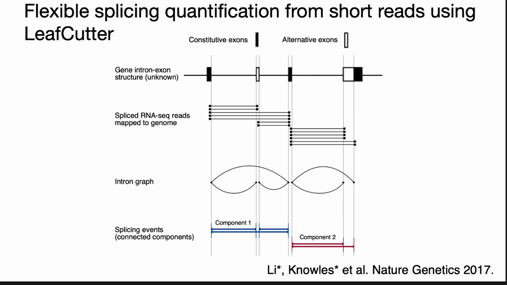And then we treat those components as our splicing events, and we quantify splicing as the number of reads aligning to each junction relative to the rest of the component. This gives very efficient algorithms and a very flexible representation of splicing, but it's obviously limited, because we'd really like to know what's happening at the isoform level.